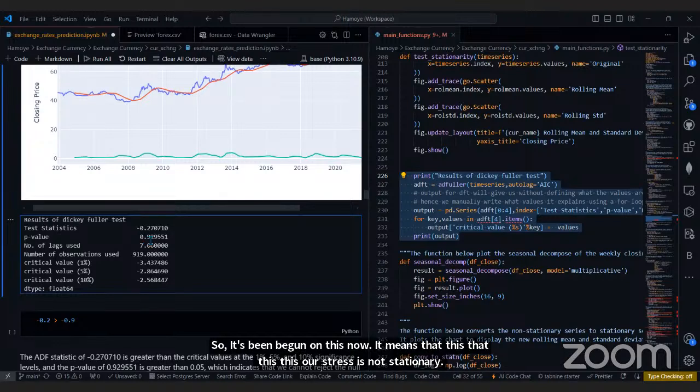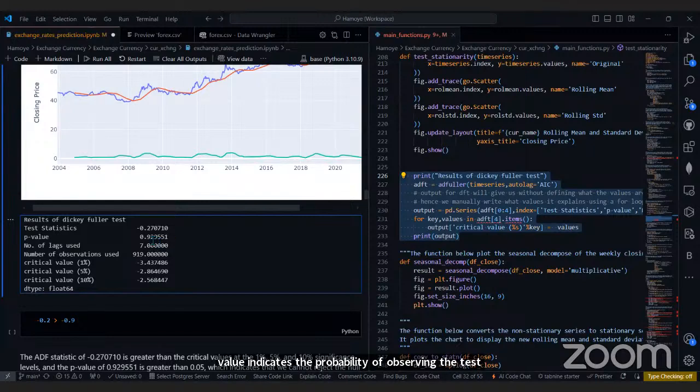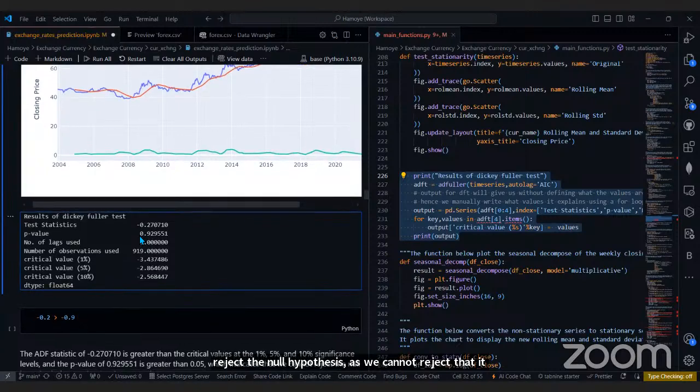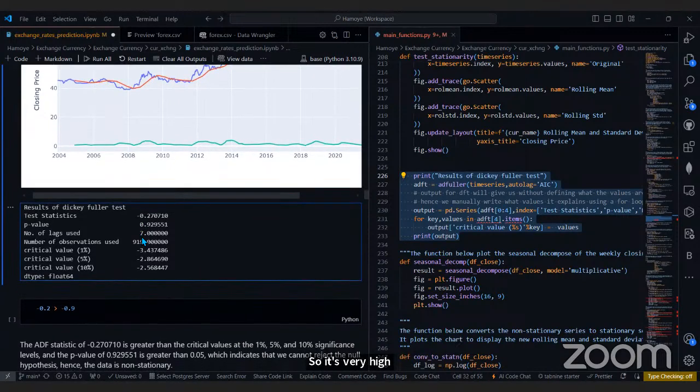Then the p-value indicates the probability of observing the test statistic under the null hypothesis. So the high p-value, which is this 0.929 we are having here, suggests that we cannot reject the null hypothesis, that we cannot reject that it is not stationary, because it's very high. The critical values, like I said, are what we use to compare with our test statistic. They represent thresholds at different confidence levels.